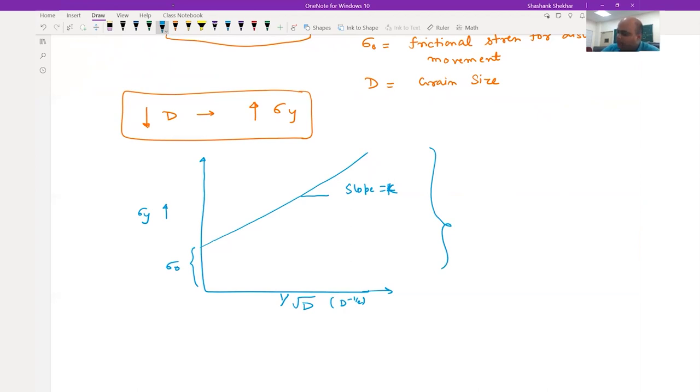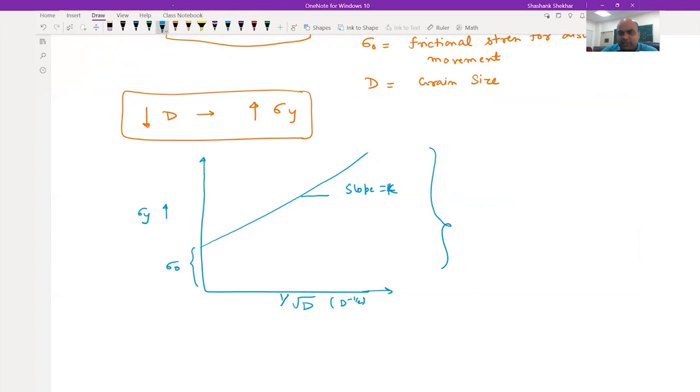Okay, and remember, the Hall-Petch relation is not a universal law. It is valid for a certain grain size range. If you go to a nanometer size range, very, very small grains, then this relationship is not going to be valid. But in most of the engineering alloys, we are talking about a micrometer size range. So we typically tend to use the Hall-Petch relationship for most of the engineering materials.